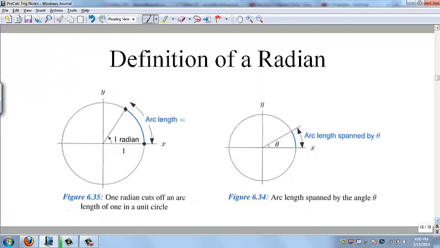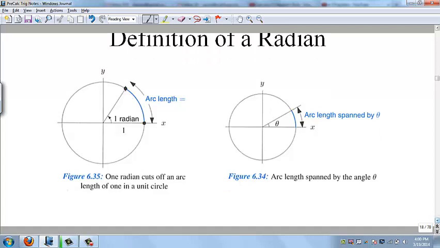Okay, so let's talk about the definition of a radian. First of all, you're used to 360 degrees in a circle, and who said that you have to take a circle and divide it into 360 pieces? So the radian was defined as a radius of 1, an arc length of 1, and another radius of 1, and they cut this little piece of a pie, if you will, out, and that was considered a radian.